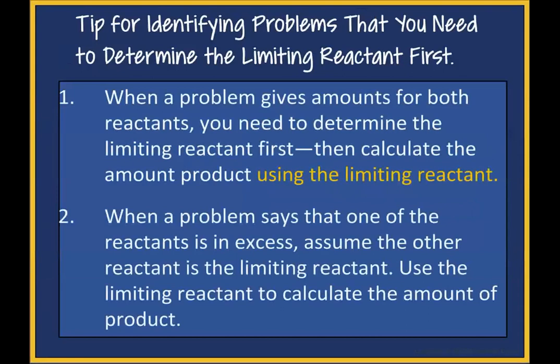Tips for identifying problems where you need to determine the limiting reactant first. When a problem gives amounts for both reactants, you need to determine the limiting reactant first, then calculate the amount produced using the limiting reactant. Last week, when we did the basic stoichiometry problems, you only had an amount of one reactant. You weren't given both of them. So when a problem says that one of the reactants is in excess, assume the other is the limiting reactant, and then use the limiting reactant to calculate the amount of product.